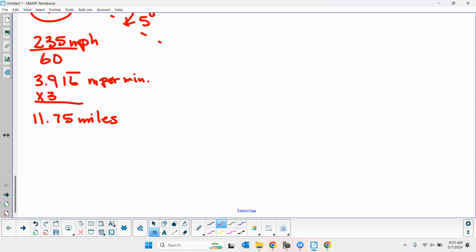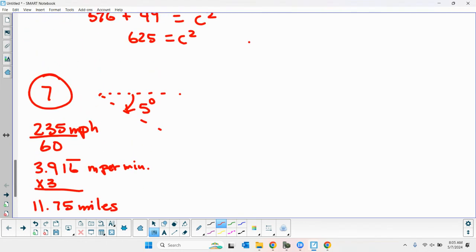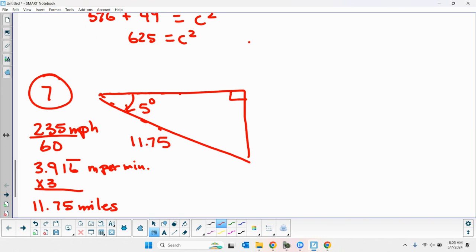Okay, so my little triangle here, if I draw it, it's like that. And this is the plane traveling, so it's going down a little bit. So this is 11.75. That's the hypotenuse. How many miles will the plane descend in 3 minutes? Round your answer to the nearest tenth of a mile. Descend means how far it dropped, as it starts descending at 5 degrees. How far this drop is, is what we're looking for.